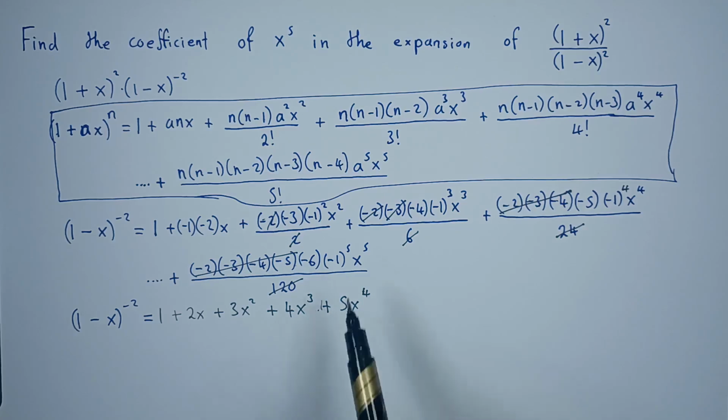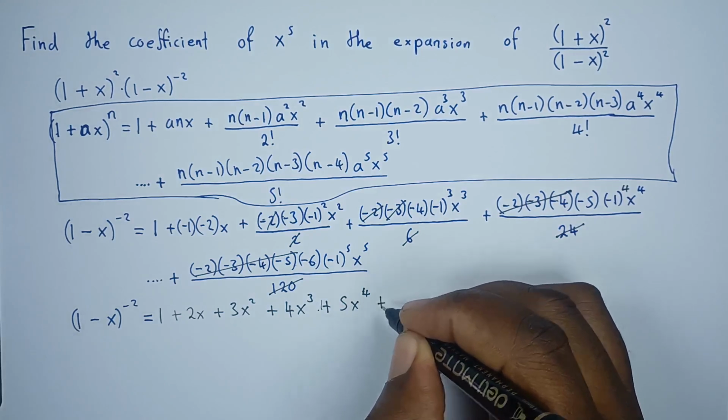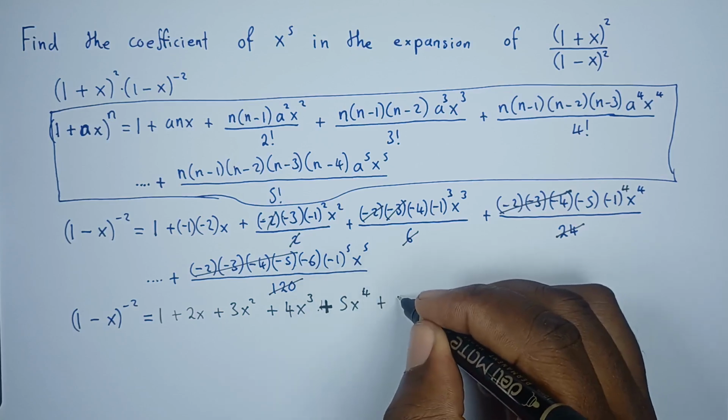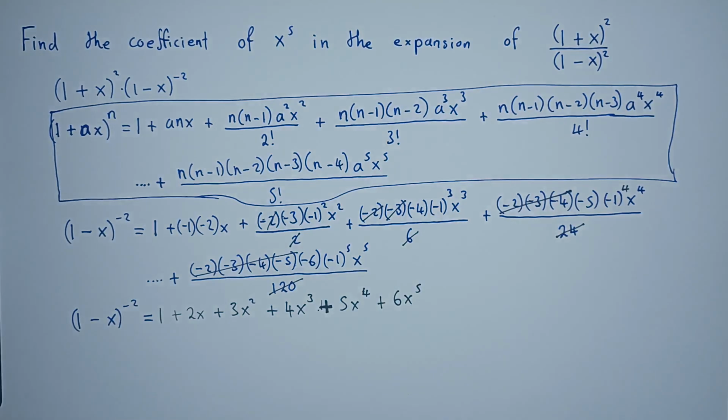What do we remain with? -6, -1, which is just positive. Sorry, this is supposed to be a positive here, which is just positive 6x raised to the power 5. So the expansion of this guy just reduces to this.